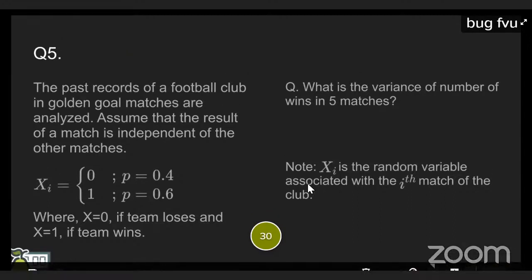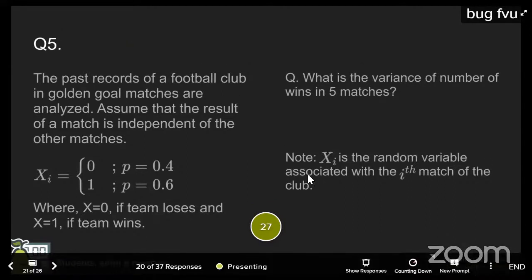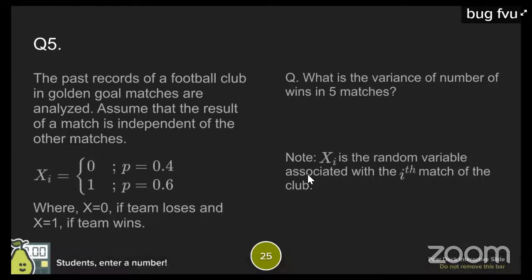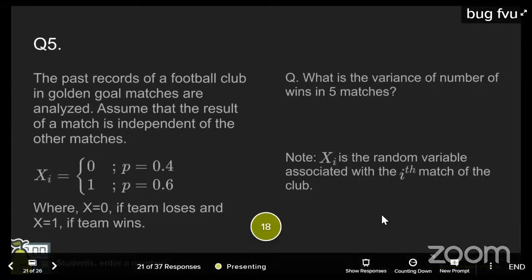Sir, can I assume xi equals xj for the ith match and jth match? Yeah, it's the same for each and every match, right? So it's up to you. You can assume all x1, x2, x3, x4, x5 are the same.